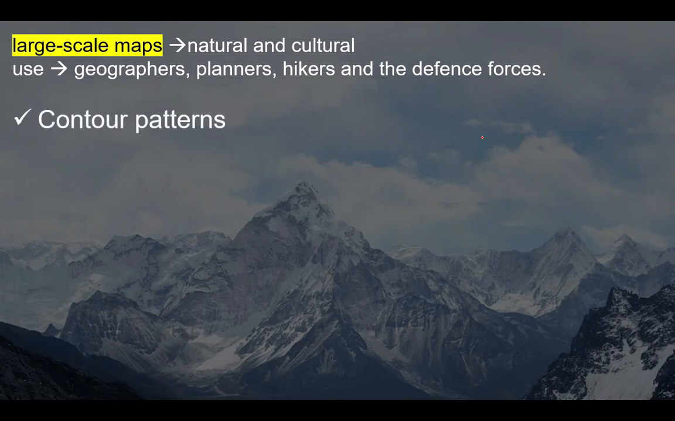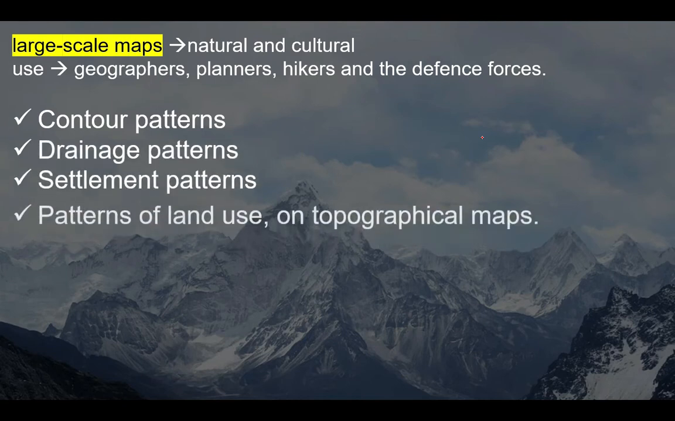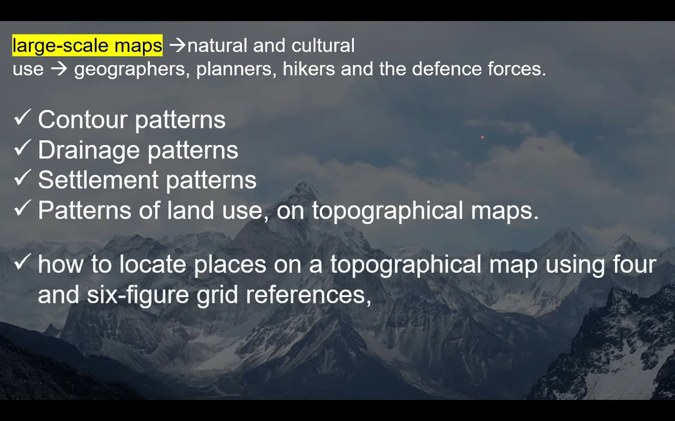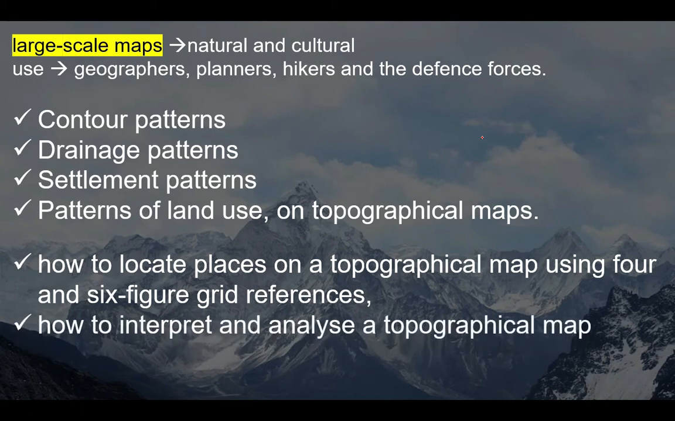So in this lesson, the main topics we have to cover are contour patterns, drainage patterns, settlement patterns, patterns of land use on topographical maps, and also how to locate places on the topographical map using 4 and 6 figure grid references, and how to interpret and analyze the topographical map. Here we have three parts to cover this lesson. In this first part, we are going to see contour patterns and drainage patterns. These are the two topics in this part we have to complete.